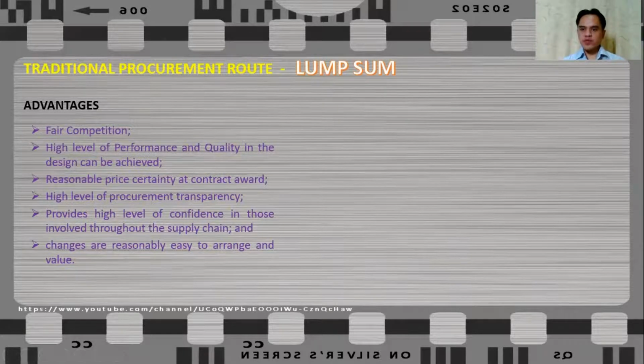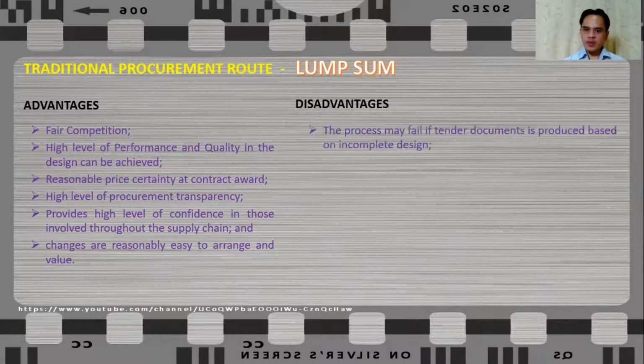You must be careful in recommending traditional procurement route lump sum type due to the following disadvantages. The process may fail if tender documents are produced based on incomplete design in an effort to speed up the sequence of activities. This can result in less cost and time certainty and can lead to expensive disputes. Overall project duration may be longer compared to other strategies due to its sequential nature.